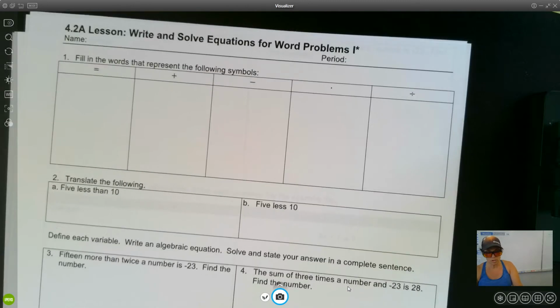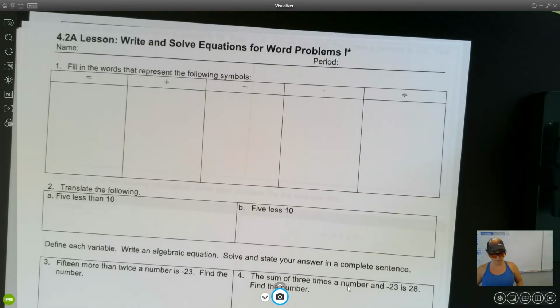Okay, guys, we're starting a new section here, 4.2a lesson. We're going to be writing and solving equations for word problems. All the solving that we did in section 1, we're now going to apply, where we first are given a little story problem. We have to convert that into an equation, and then do what we did in section 1 with solving it to be able to answer the word problem.